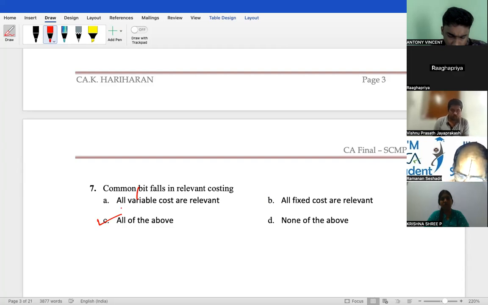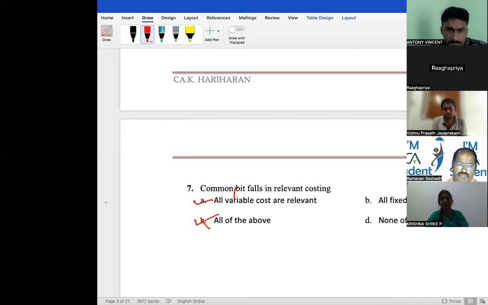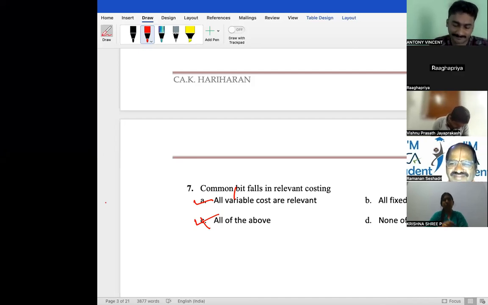No. Sir, the first one, all variable costs are irrelevant, right? Irrelevant. If it is irrelevant, all of the above, because relevant is given. Am I right? Yes. Very good. Two common pitfalls in relevant costs, sir. All the variable costs are relevant. All fixed costs are irrelevant. Therefore, since relevant is given in this question, it's not correct. Okay. Good. Next.